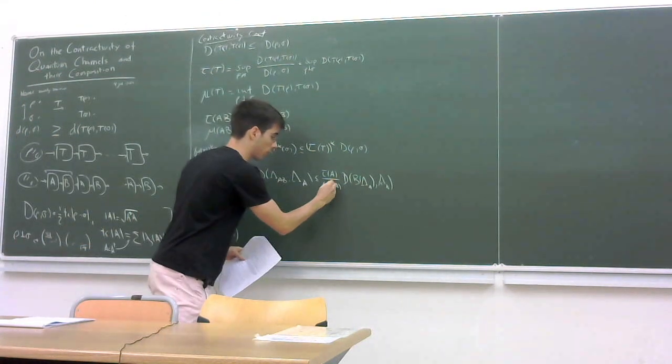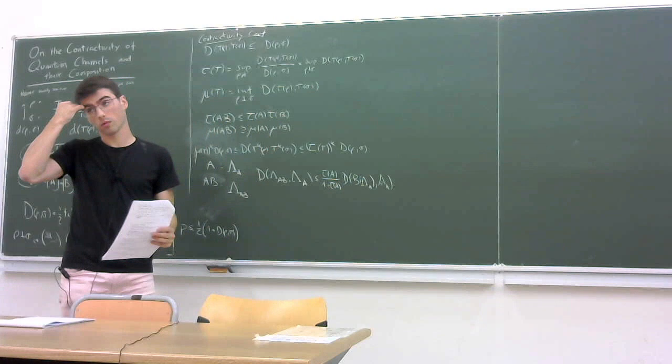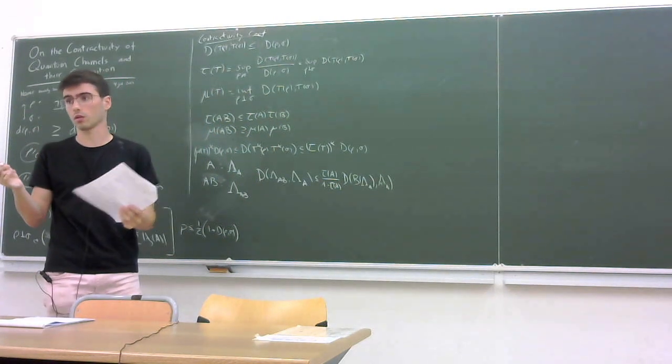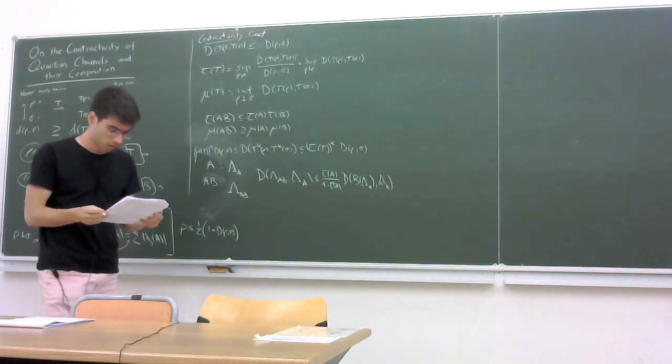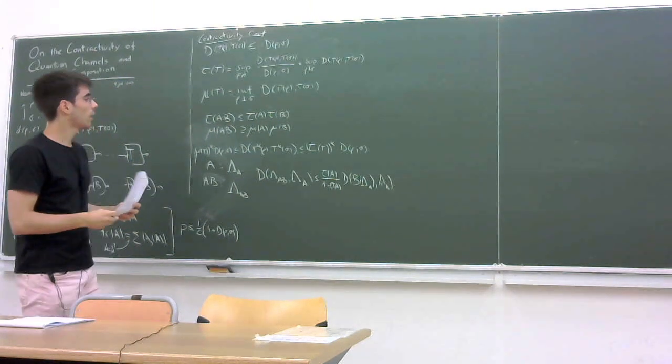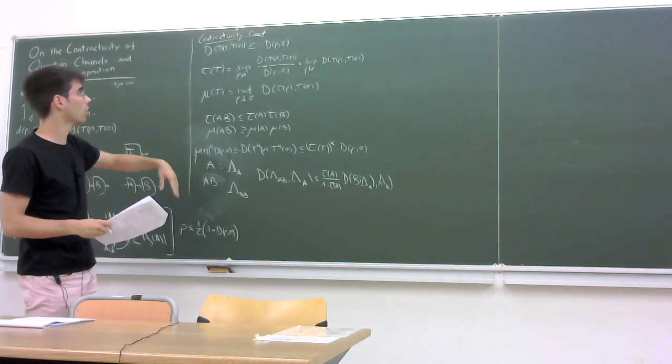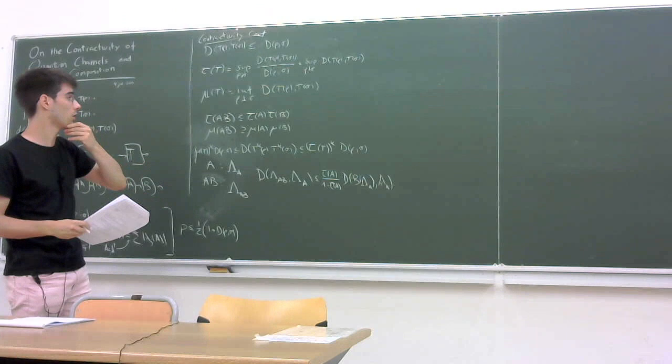1 minus tau of A. Yeah. So it explodes if tau is 1, which makes sense. Okay, so there are many examples of things that you can tell with these.